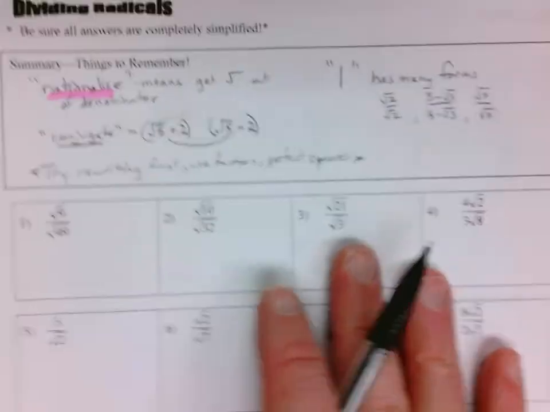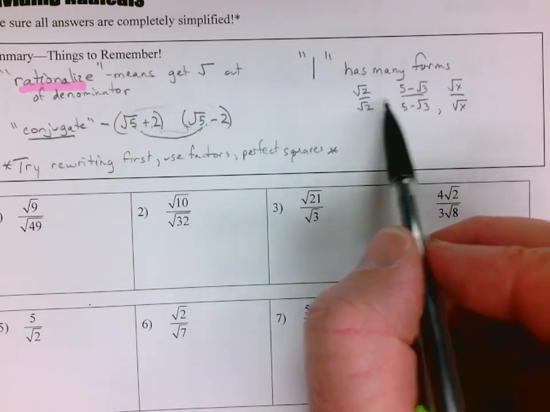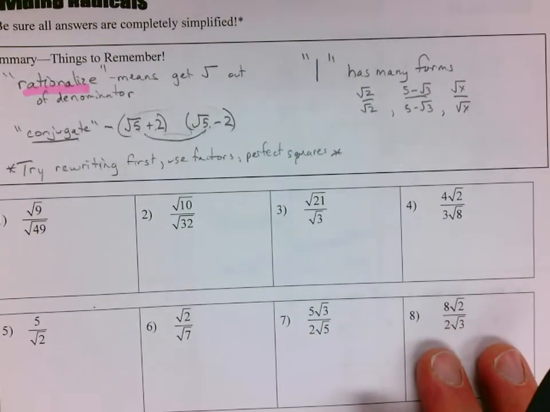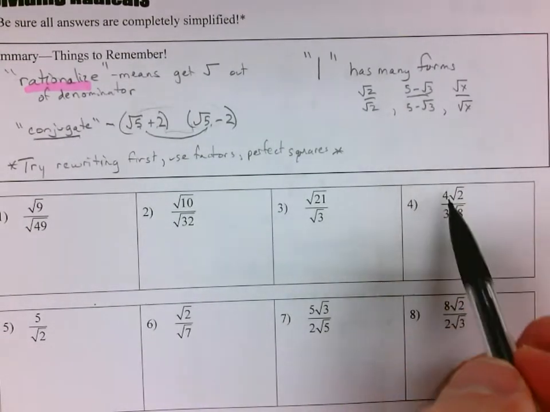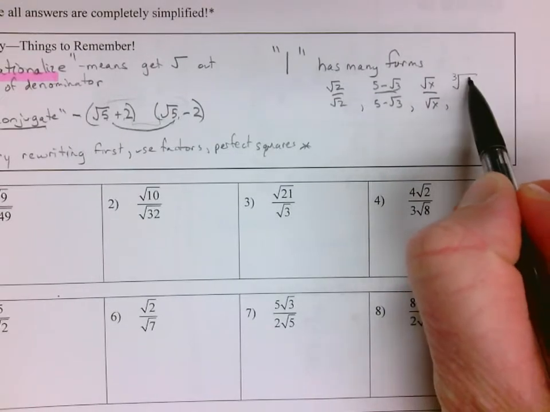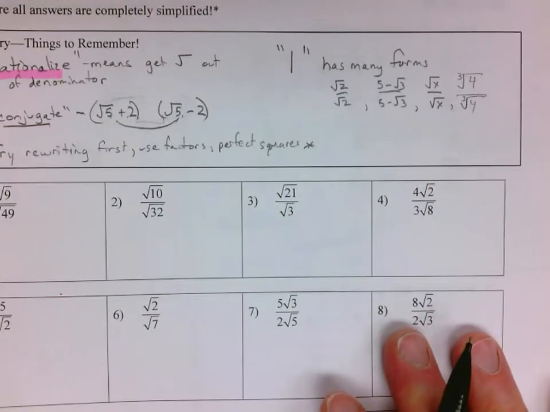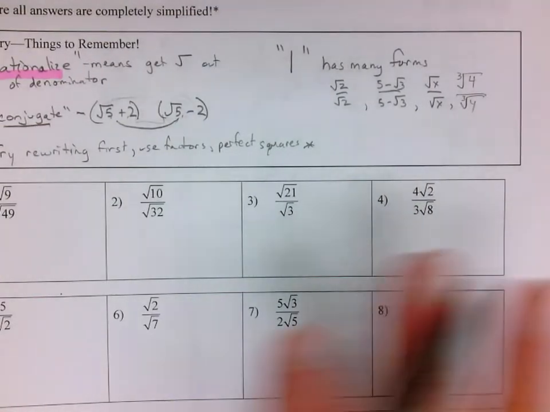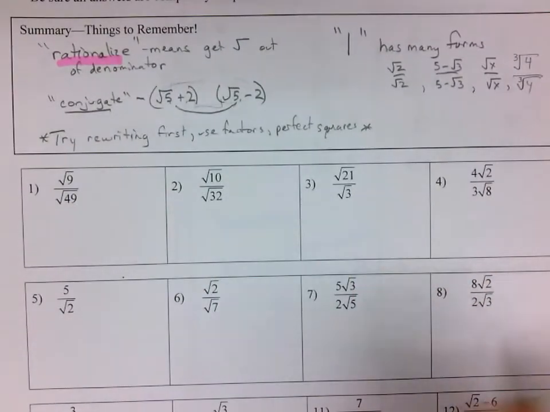You'll see it later. And the most important thing is that 1 has many forms. It's not just 1. Radical 2 over radical 2, or 5 minus radical 3 over 5 minus radical 3, all of these are equal to 1. You can do them with different roots, so the cube root of 4 over the cube root of 4, those are all equal to 1. And you can multiply anything by 1. That's why that's important.